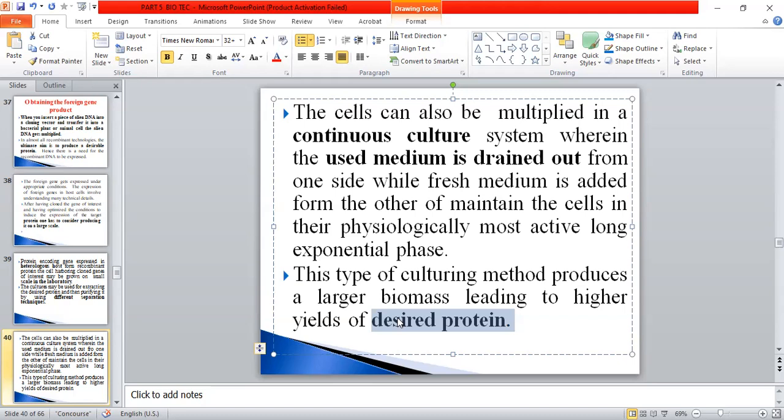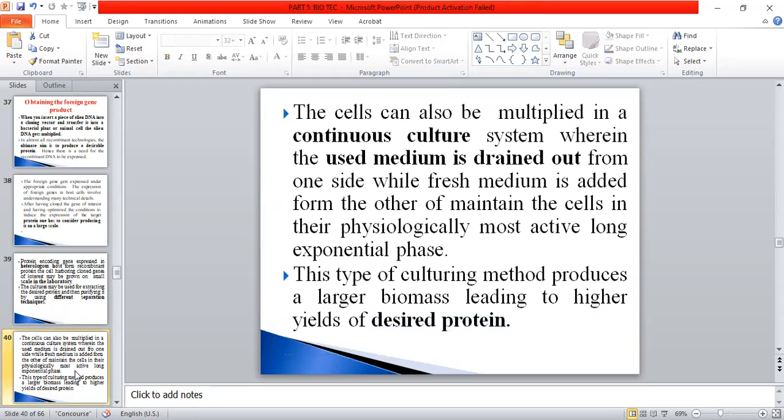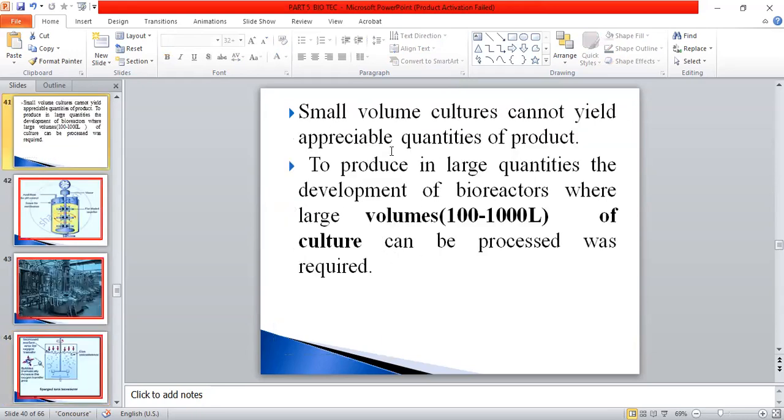Species. Okay, then only will you get a good yield. Likewise, just like a plant, it's also one of the harvesting methodologies. And a small volume culture also cannot yield an appropriate quantity of the product. That is a very, very small volume culture. Small volume means microliter, millimicroliter, and so on. So it cannot produce a large amount.